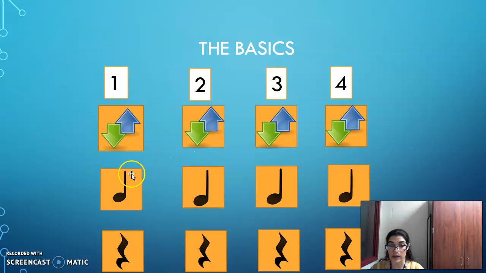Let's see if we can do it again, but let's count the notes and the rest back to back. Ready? Here we go. 1, 2, 3, 4. Shh, shh, shh, shh. Stop. Great job.